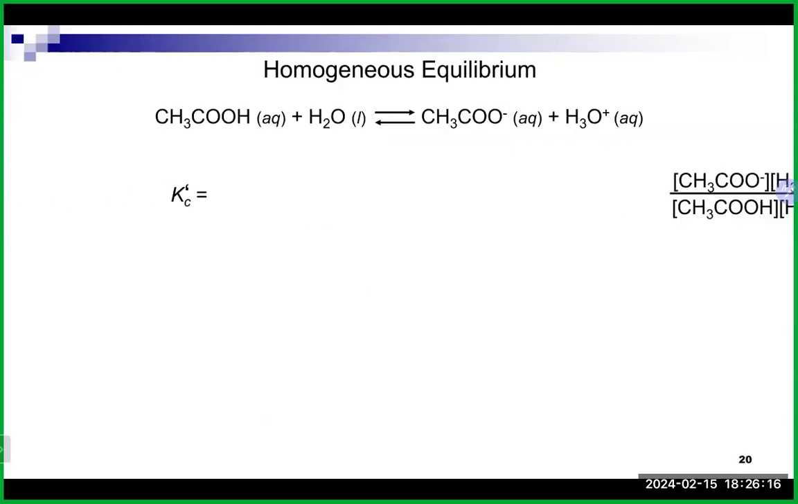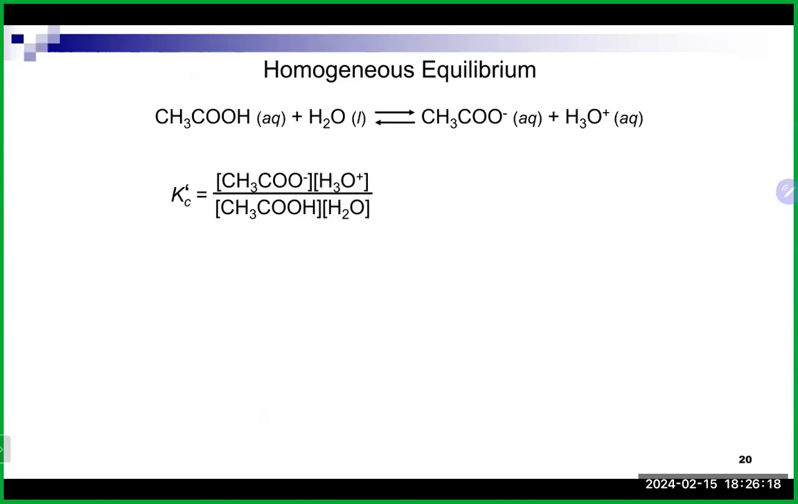Now, in a homogeneous equilibrium, if we look at this guy here, which is a little acetic acid plus some water, making some acetate and some hydronium ion. And if we write the equilibrium expression like we were talking about, and we take our products over our reactants, we'll end up with something that looks like this. But in this reaction, pretty much water's concentration, because it's a pure liquid and there's so much of it, pretty much stays constant, which means in reality, we should not include it in our equilibrium expression.